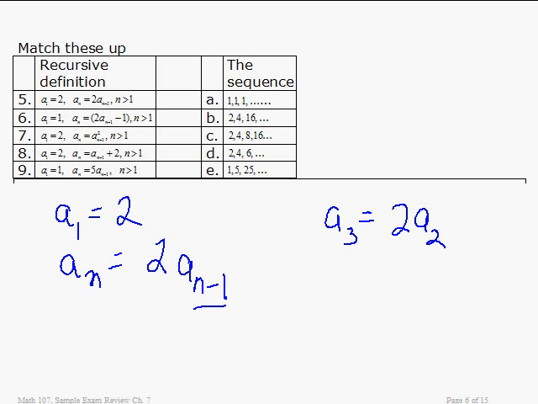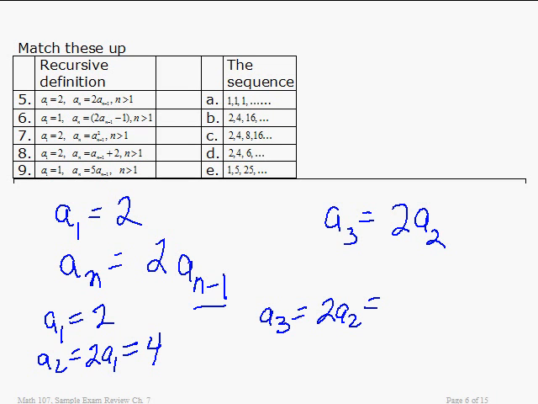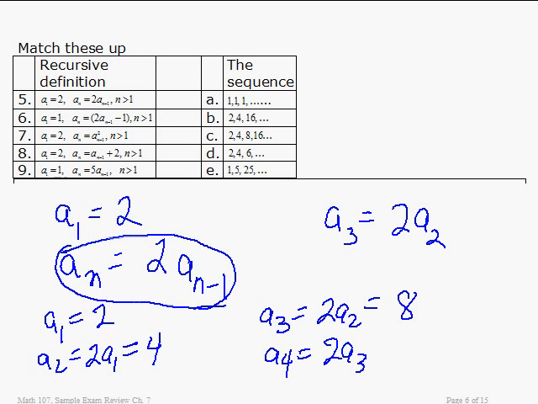Now let's write the sequence from that. So a1 is 2. That's given. a2 is 2 times a1, so it's 4. a3 is 2 times a2, that would be 8. a4 would be 2 times a3, and I got all this information from this recursive definition.